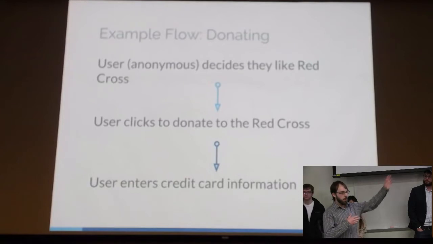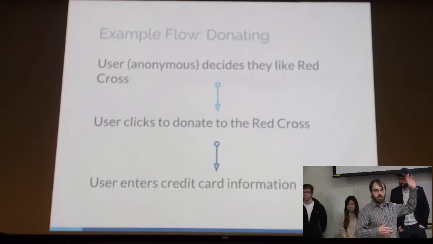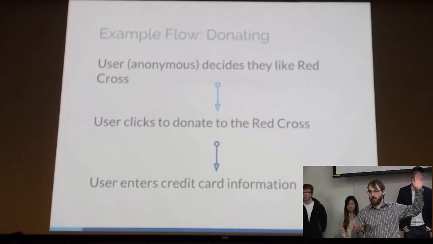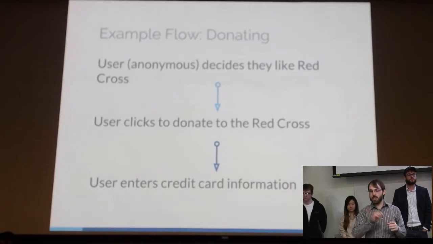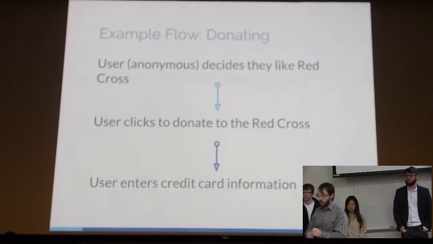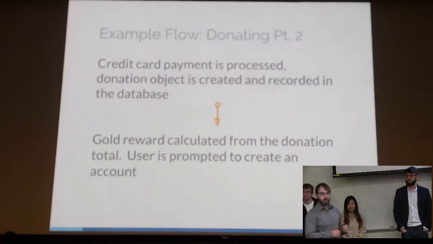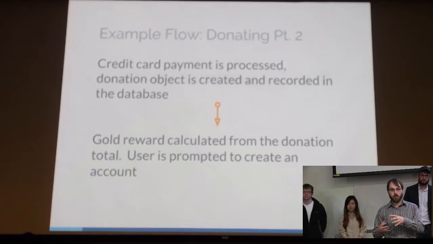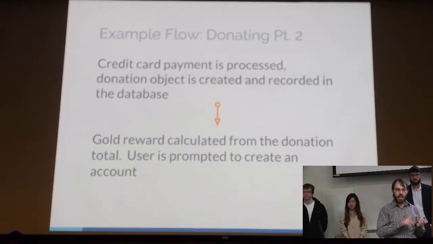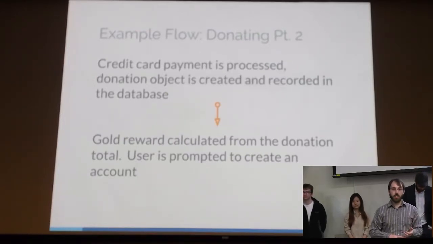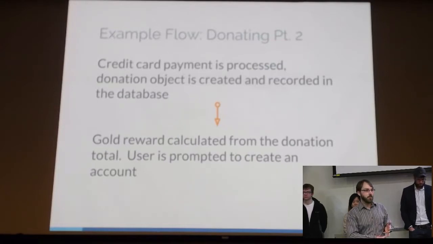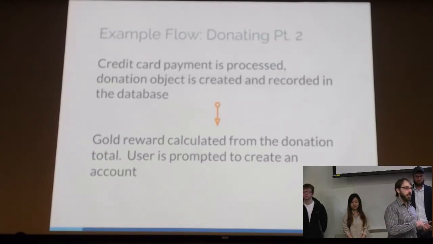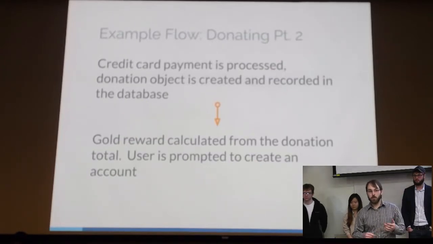So in the first bullet up here, we have that an anonymous user likes the Red Cross. On our website, they find the Red Cross page, they click donate, and then they enter their credit card information onto the page. From there, the credit card payment is processed, and a donation object is recorded into our system. We keep track of any information that the user put in, as long as it's available, the nonprofit that was donated to, the time that the donation was taken, and how much money was actually donated.